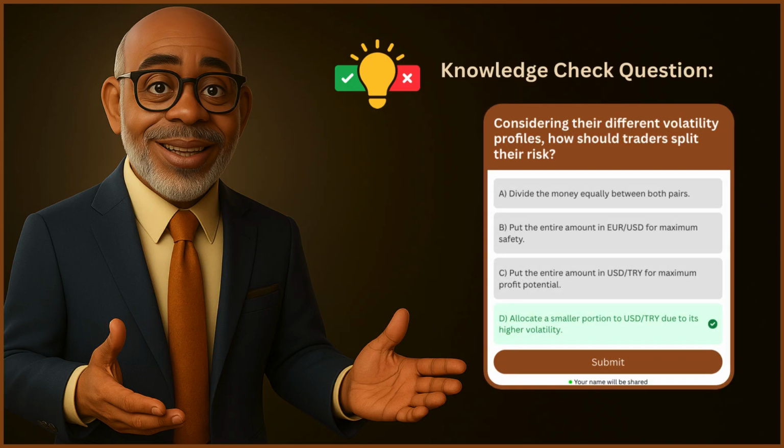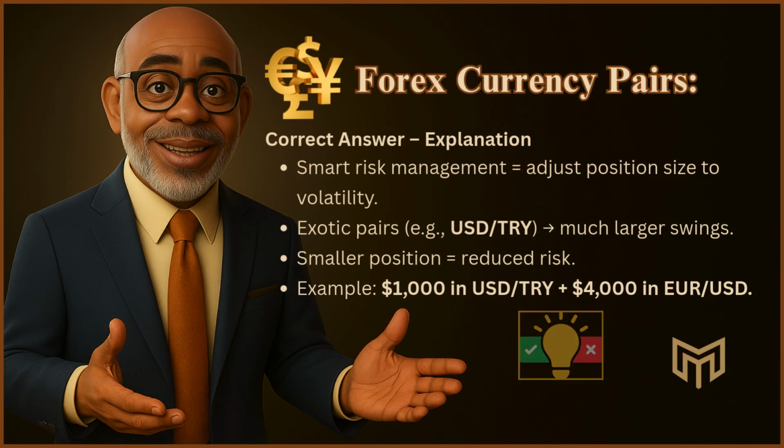The correct answer is D, allocate a smaller portion to the US dollar over the Turkish lira due to its higher volatility. Smart risk management means adjusting your position sizes based on volatility. With exotic pairs like the US dollar over the Turkish lira making much larger price swings, a smaller position helps control risk. For example, you might allocate $1,000 to the US dollar over the Turkish lira and $4,000 to the euro over the US dollar to balance your exposure.